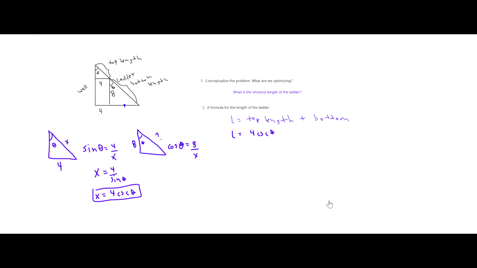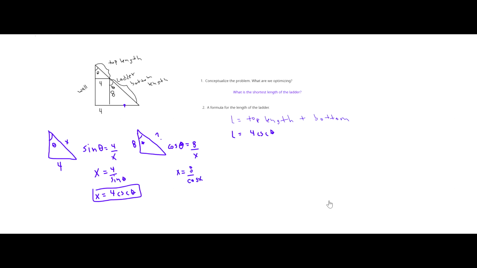And then we could be like, oh, okay, so x is actually equal to 8 over cosine theta. And then same thing as before, I'm probably going to have to take the derivative, so I'd rather not have something over cosine theta. That doesn't sound great.